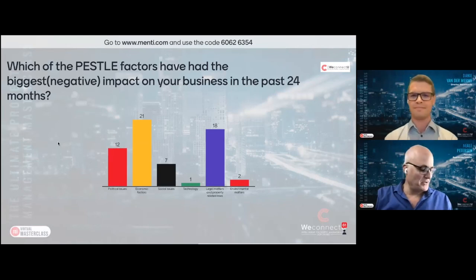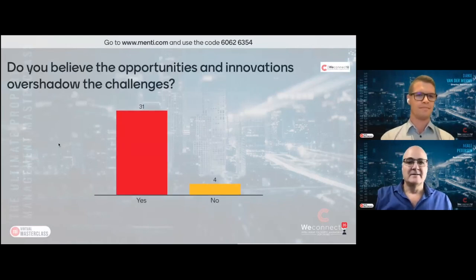Okay, question number 2: do you believe the opportunities and innovations overshadow the challenges? Yes, and I think there's a majority yes over there, which is good news. Once again, we've got to look at those 4 people that say no. We need to make them a little bit more positive, and I think we've got to look at opportunities first. Really interesting data. Danie, thank you very much.